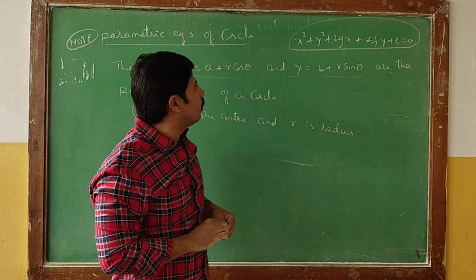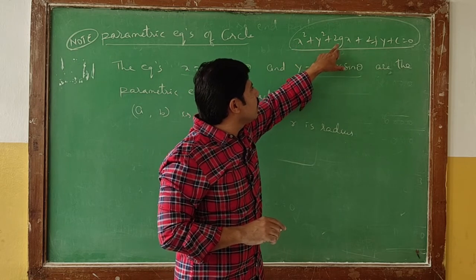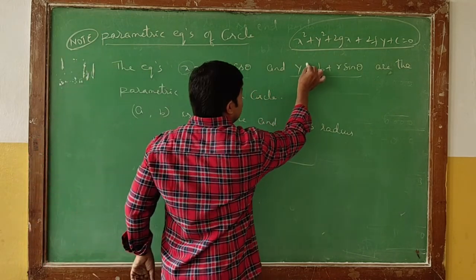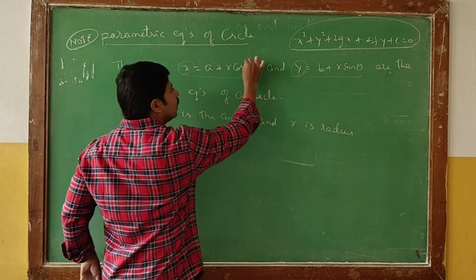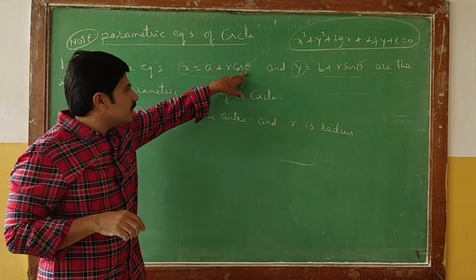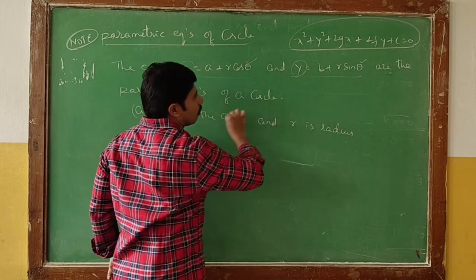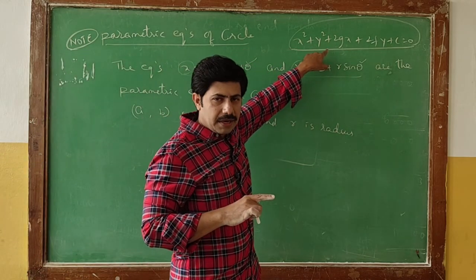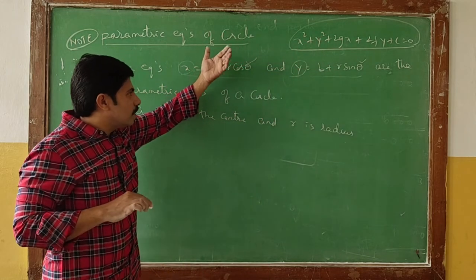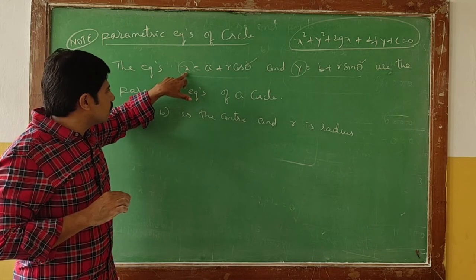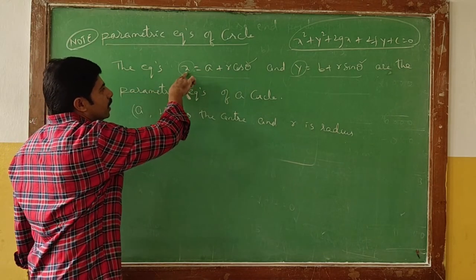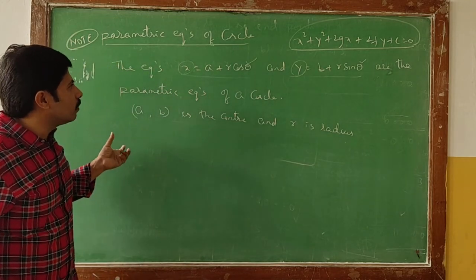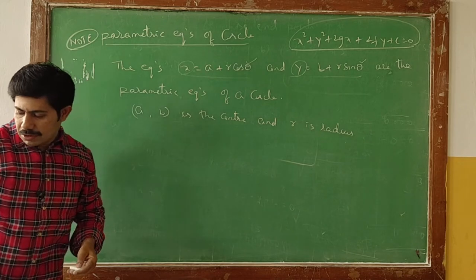So what is Cartesian form? Cartesian form means the equations which are expressed in x and y. Now here, x and y are expressed in another parameter called theta. So this theta is called the parameter, and x is equal to a plus r cos theta, y is equal to b plus r sin theta are called the parametric equations of a circle. So the given equation of a circle we are expressing in terms of a parameter. What is a parameter? It's nothing but theta. Using this formula we find the parametric equations. So no problem.